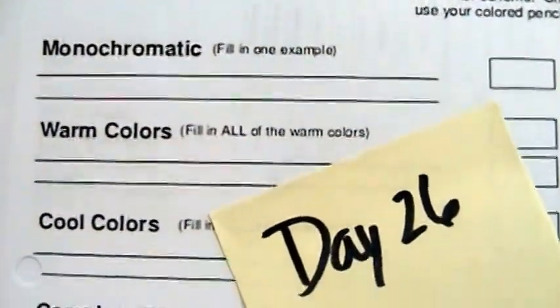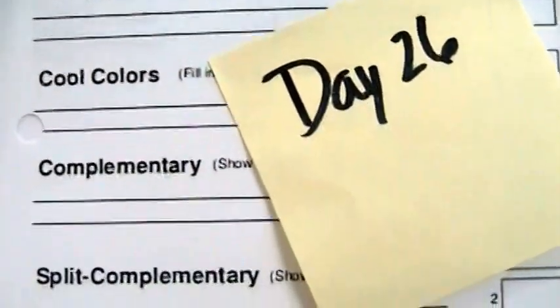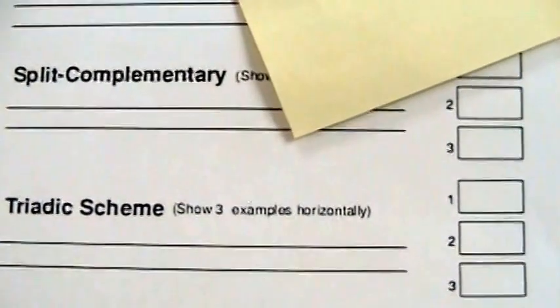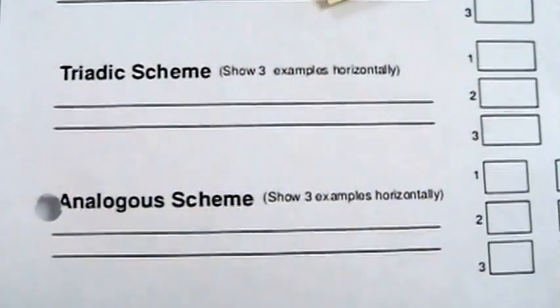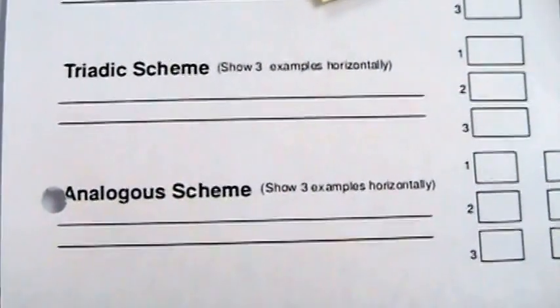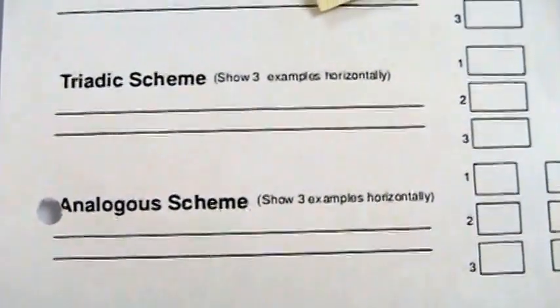And the next one is warm colors. Then we have cool colors, complementary colors, split complementary colors. You'll need that handout to find out what that is. Triadic scheme is the most challenging for people to remember and to figure out, but once you get it, it's an interesting color scheme. You don't see it very often.